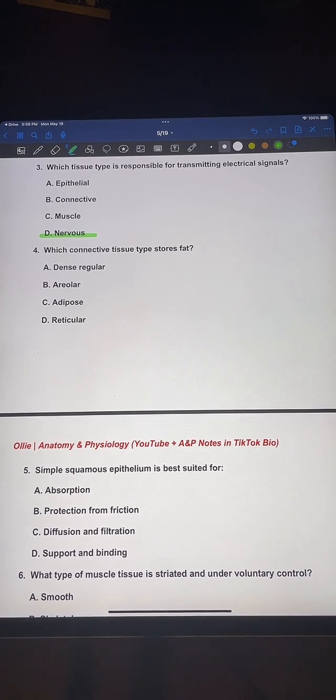Looking forward to the skeletal system. Perfect.